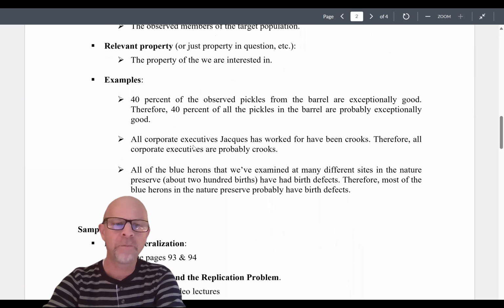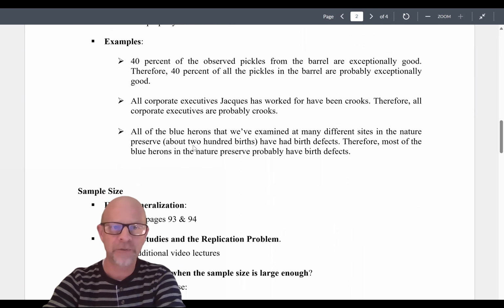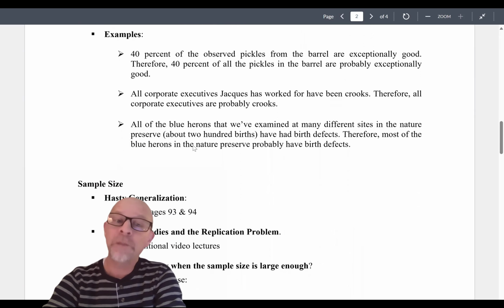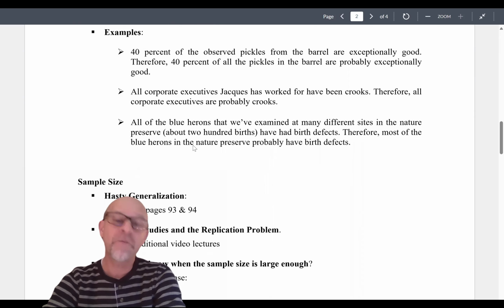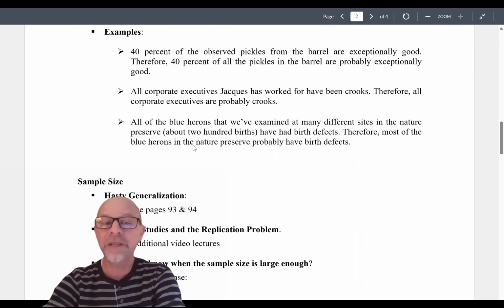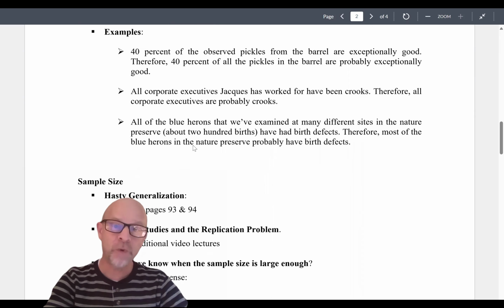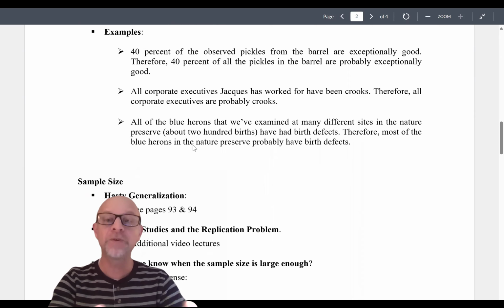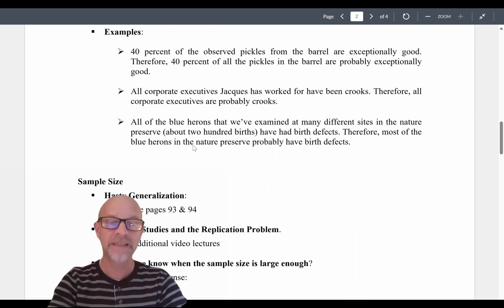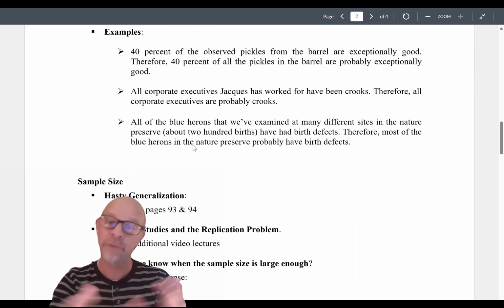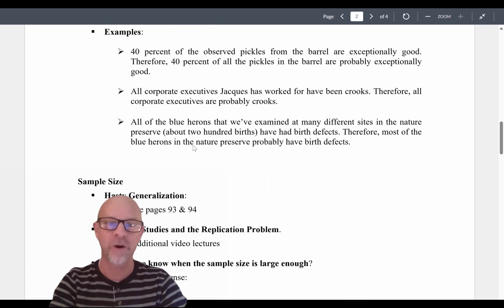So here are a couple of basic examples that we get from the chapter. All right, so the first one says 40% of the observed pickles from the barrel are exceptionally good. Therefore, 40% of all the pickles in the barrel are probably exceptionally good. So notice in this first example, we've got a very specific target group. What is the target group? It's the pickles in the barrel, right? That's the whole group. And then the sample is going to be the observed pickles, the pickles that we've actually come into contact with in some regard.